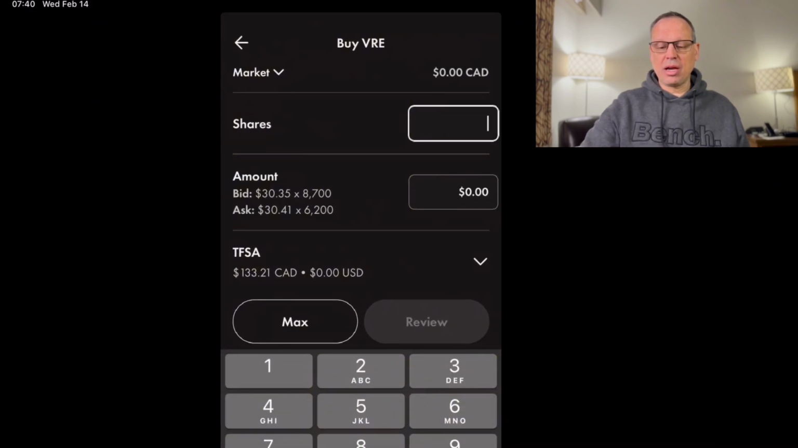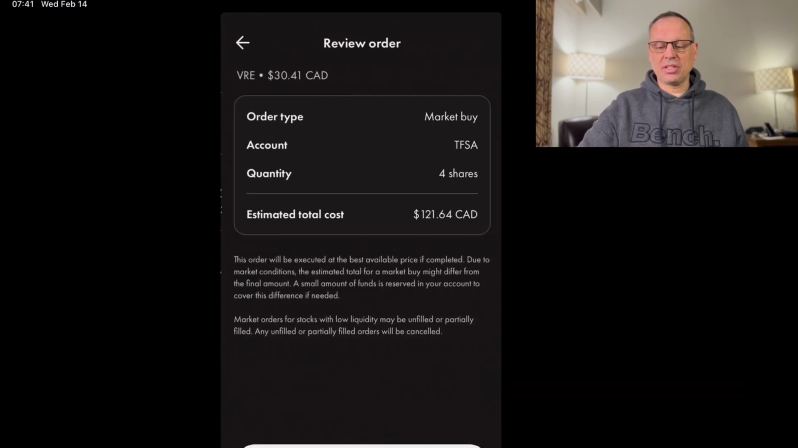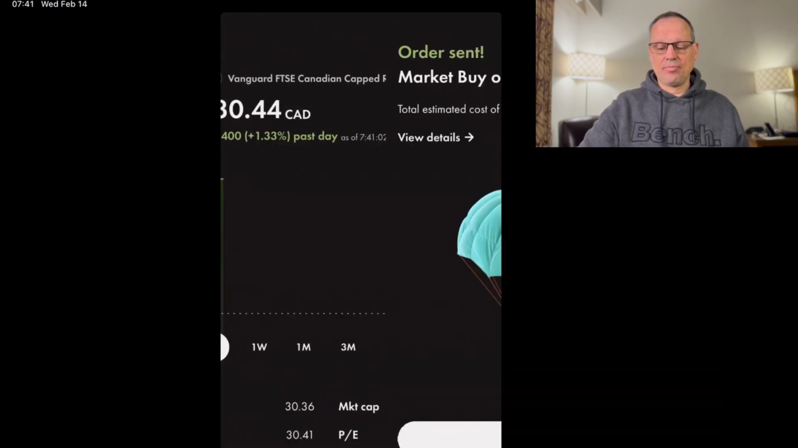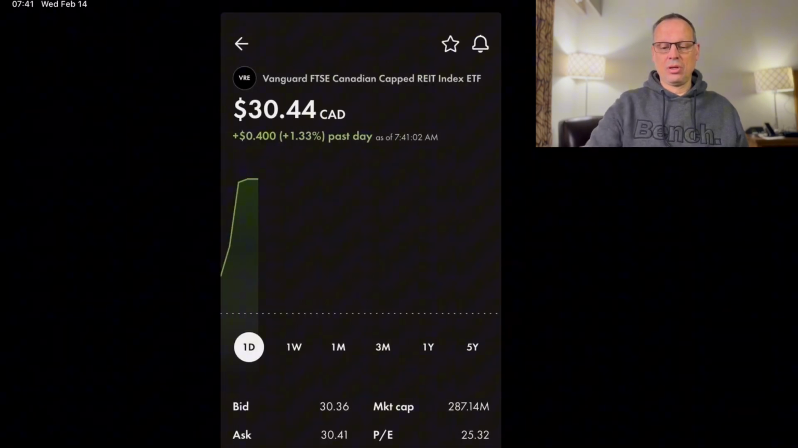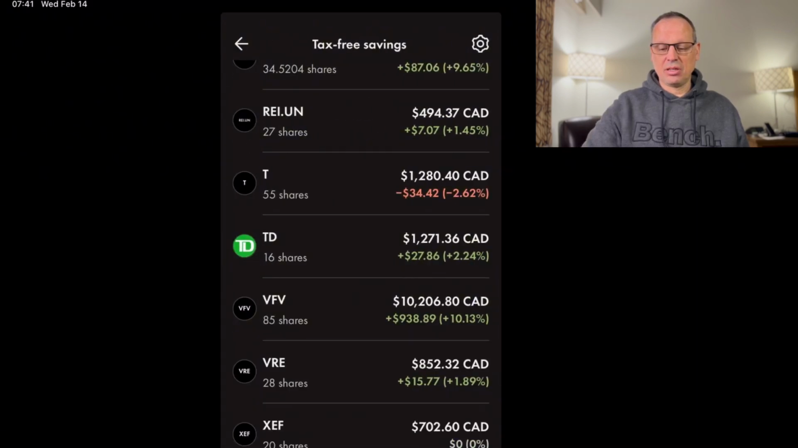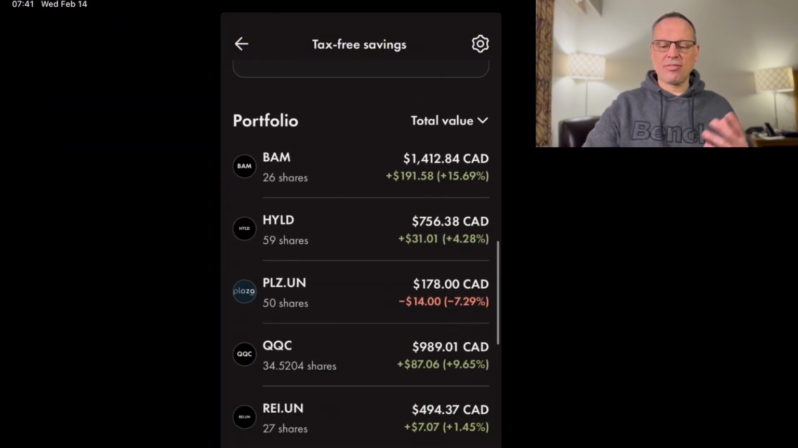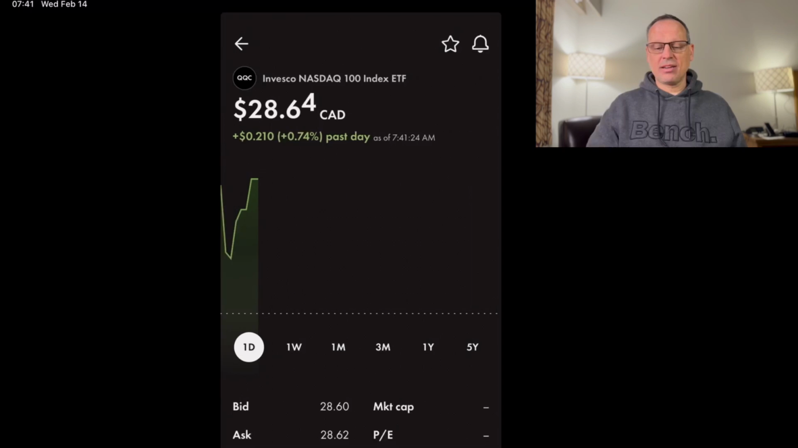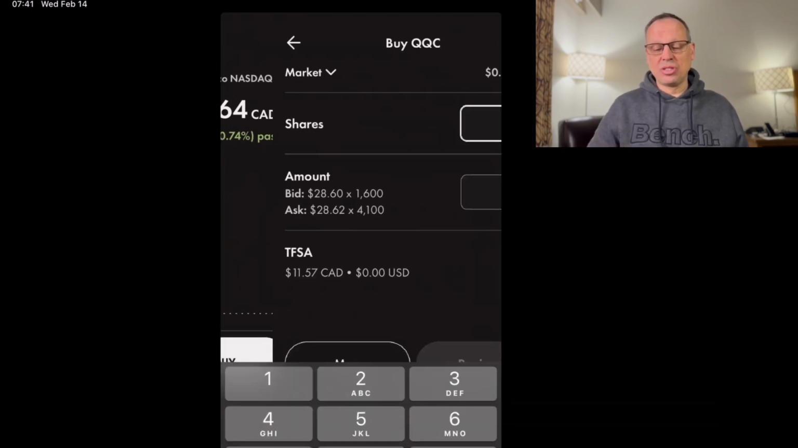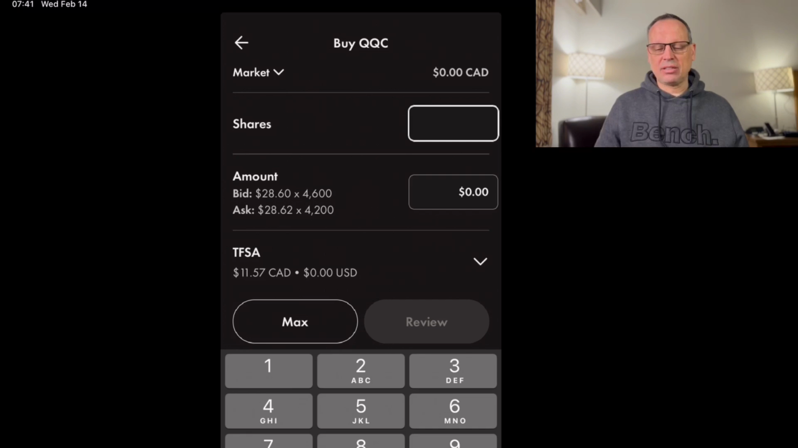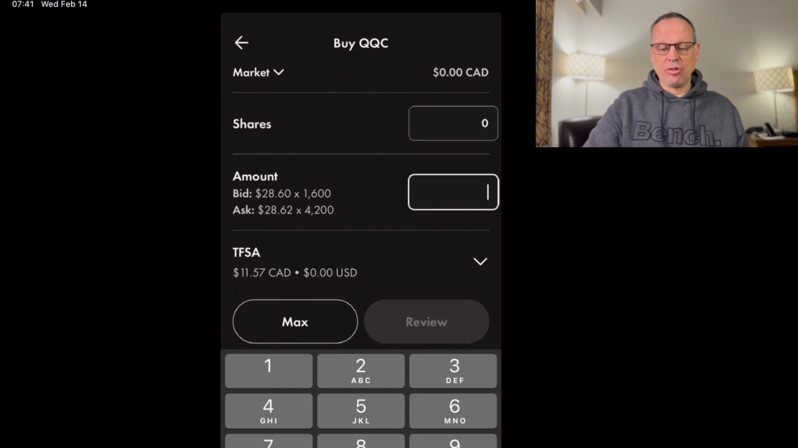We should be able to buy about 4 shares of it. So there we go, we bought 4 shares of VRE. All right, perfect. And we have $11.57 left, and I always take that little bit remaining that's left over and I buy into QQC. Now my asset allocation is pretty high still there, but we'll work around that as we move forward. So we're going to do a fractional buy with the remaining funds.